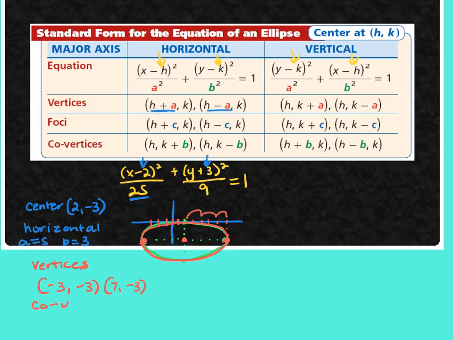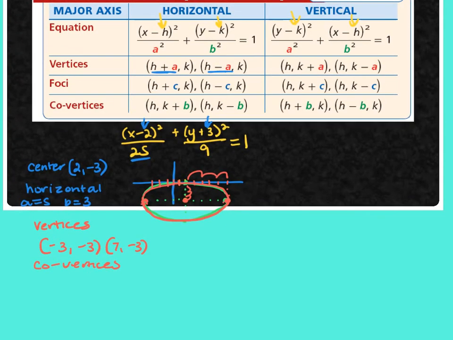And then the co-vertices, I went up 3. So that's going to change my y coordinate. And I went down 3 to the other y coordinate. And then my foci, which we knew the c from before is 4, would be here and here, which would be 6, negative 3, and negative 2, negative 3.